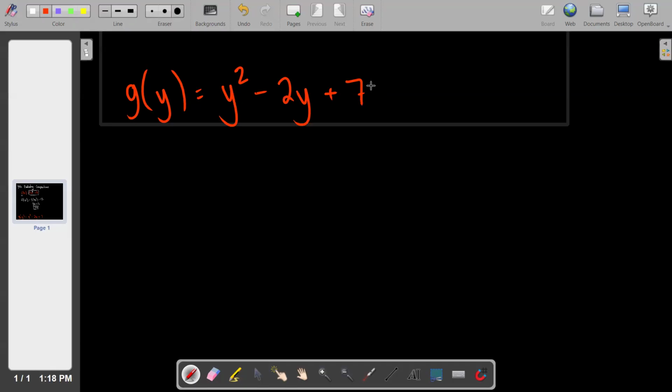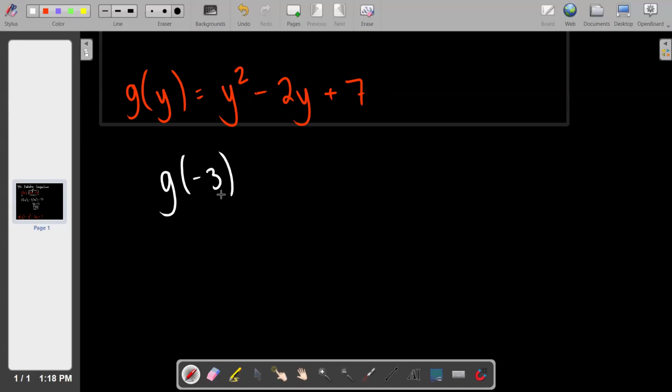Then he spits out an answer. That's all functions are, is little pre-programmed machines that do math calculations. So let's find g of, I don't know, -3. You down? Mhm. All right, let's do it.